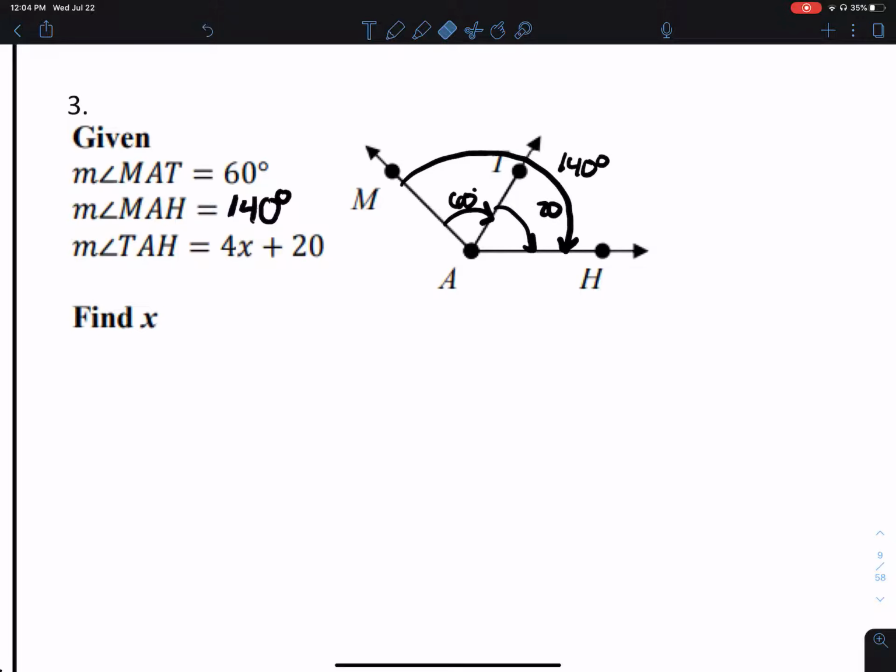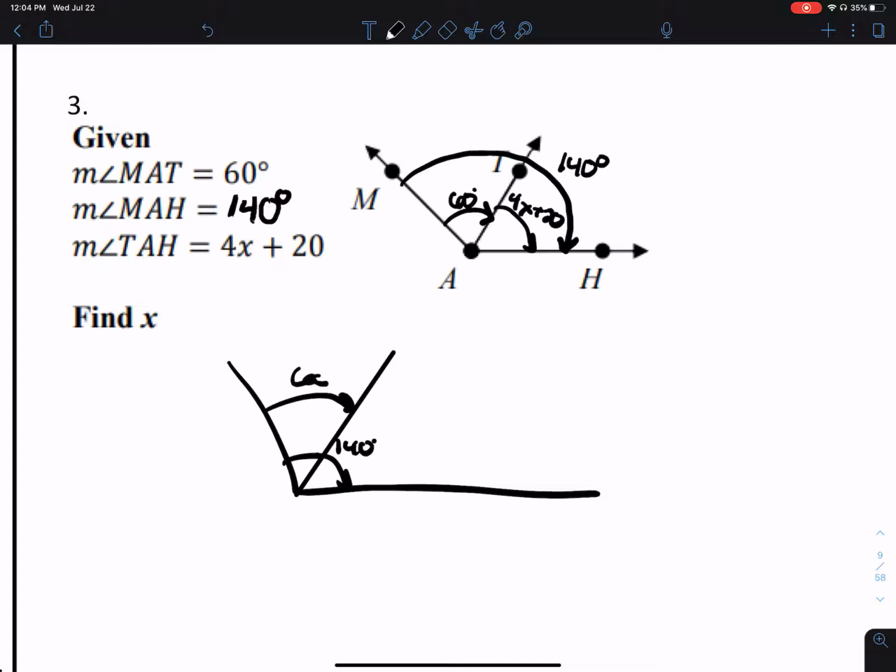Let me show you a terrible way to do what I just did. And it's not technically wrong, but you're going to get yourself in trouble. Had someone did this and they said, okay, this angle here is 140, this is 60, and this is 4x plus 20. Technically, it's not wrong. But your brain doesn't like this because this is the biggest angle, but the arc is the smallest. And that creates some problems with it making sense in our brain.